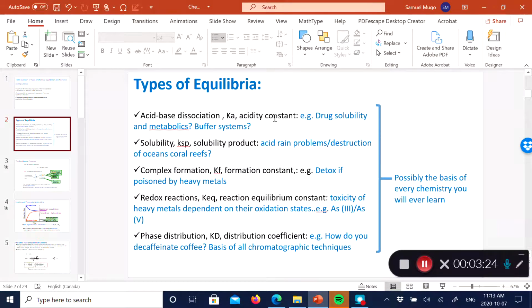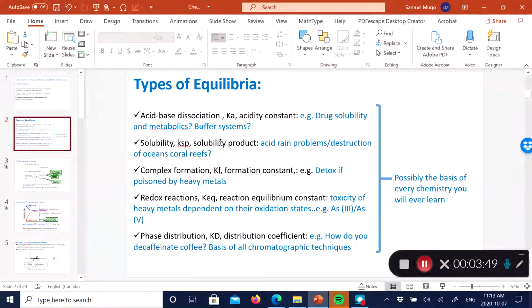The acid-base equilibria is also the basis of the buffer systems that make sure that we are not acidified when we take, for example, fairly acidic foods and so forth. So very, very important in lots of mechanisms in the environment and so on.